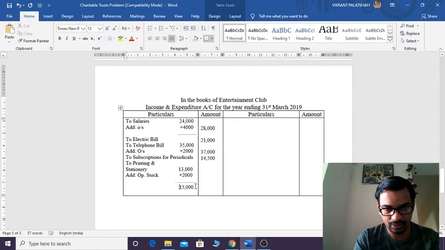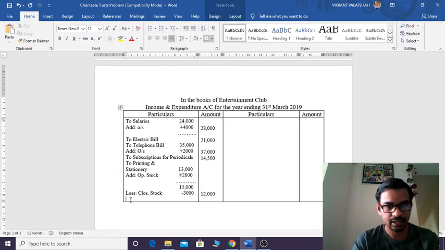Understood about this? So it is the adjustment regarding the printing and stationery. We have added the opening stock 2,000, then it becomes 15,000, and from that we have deducted closing stock of rupees 3,000, and then the outer column amount goes rupees 12,000. Understood this? Any doubt? Any difficulty regarding this?